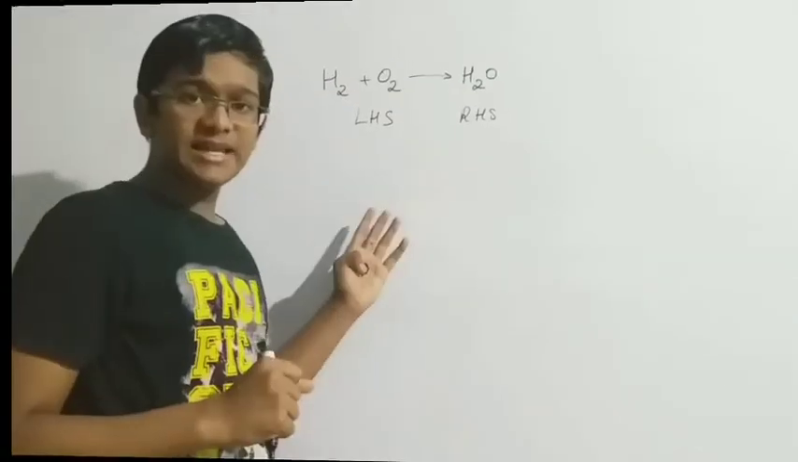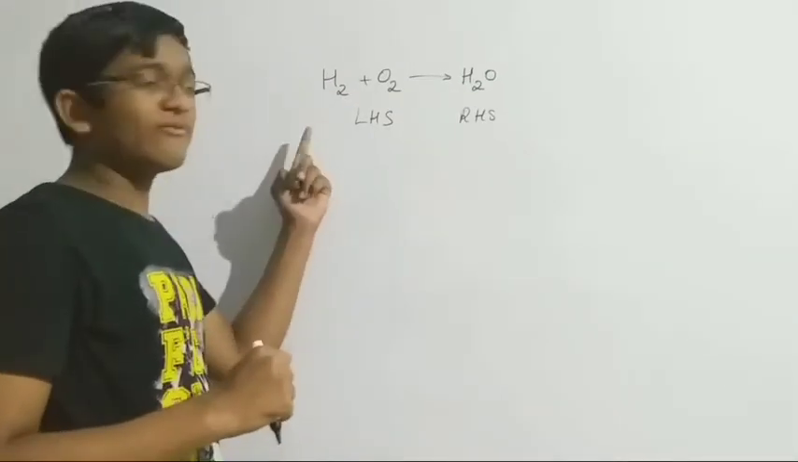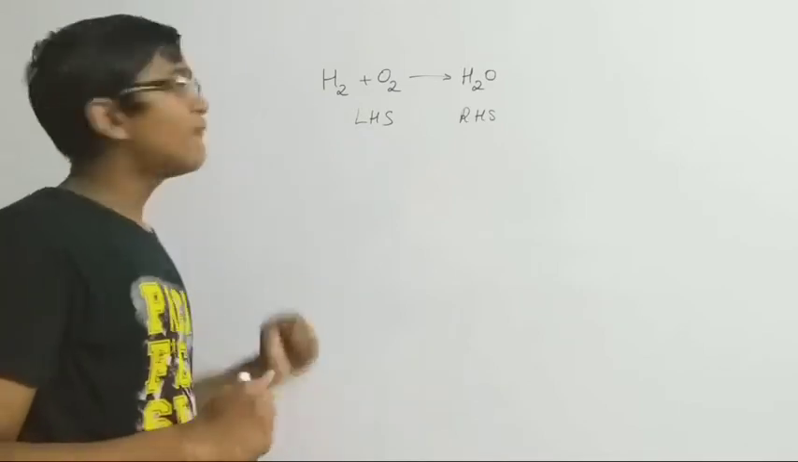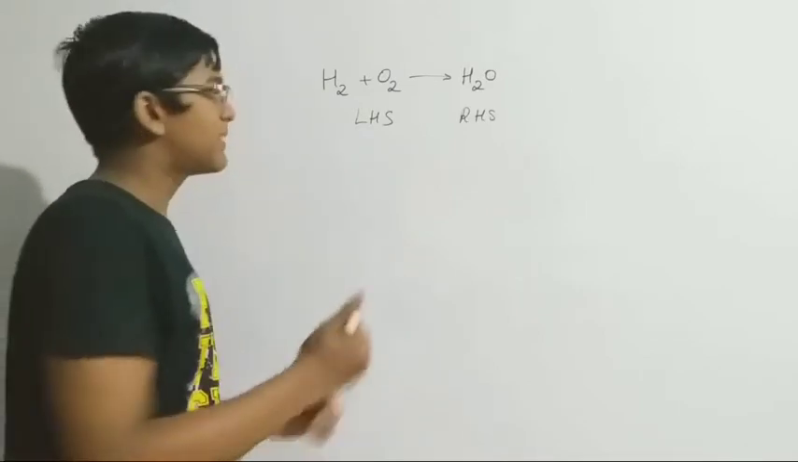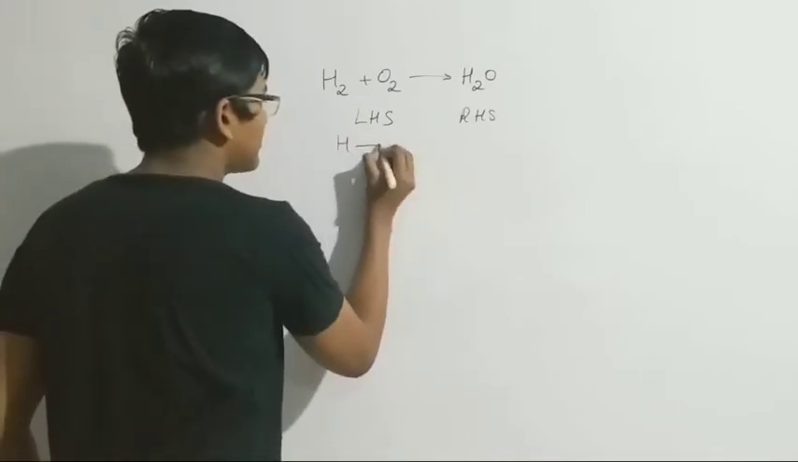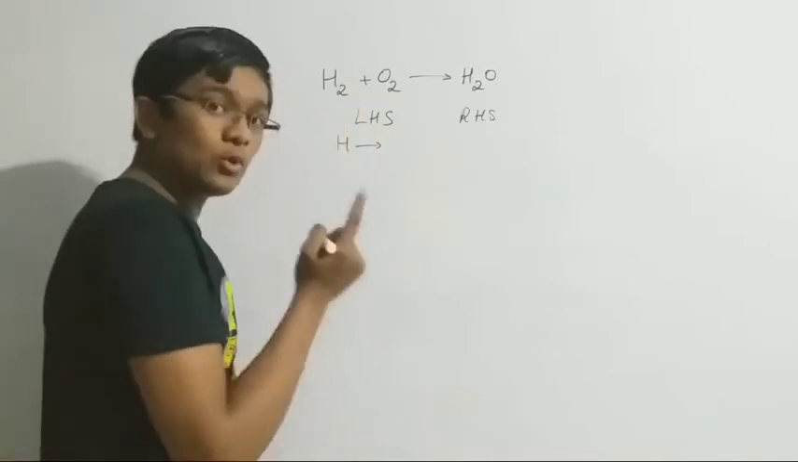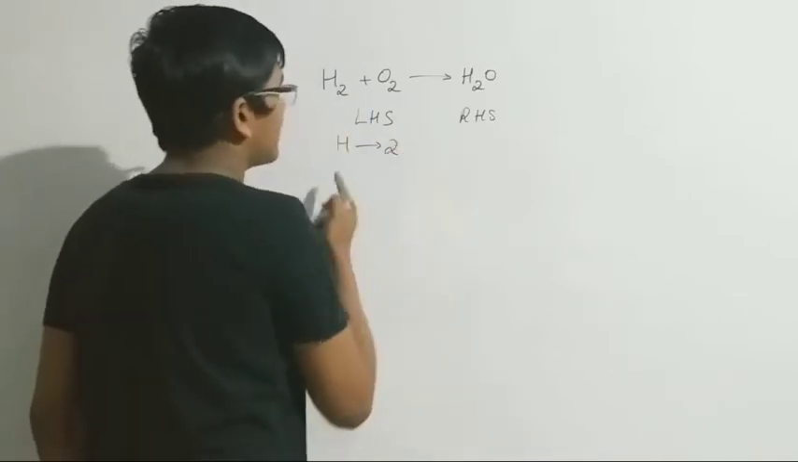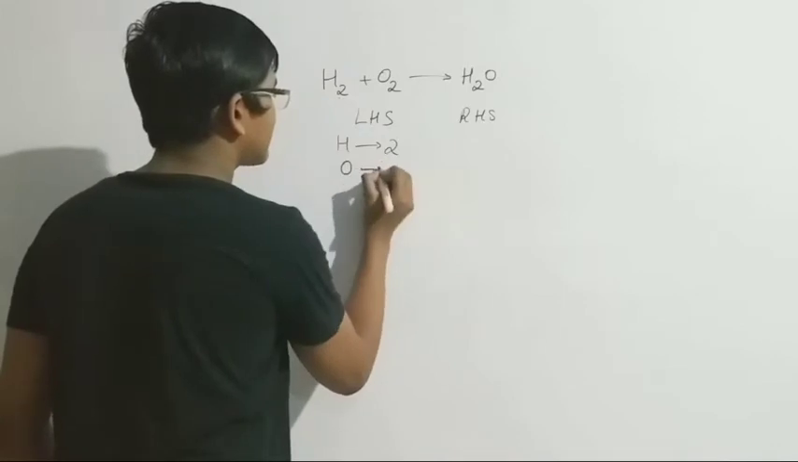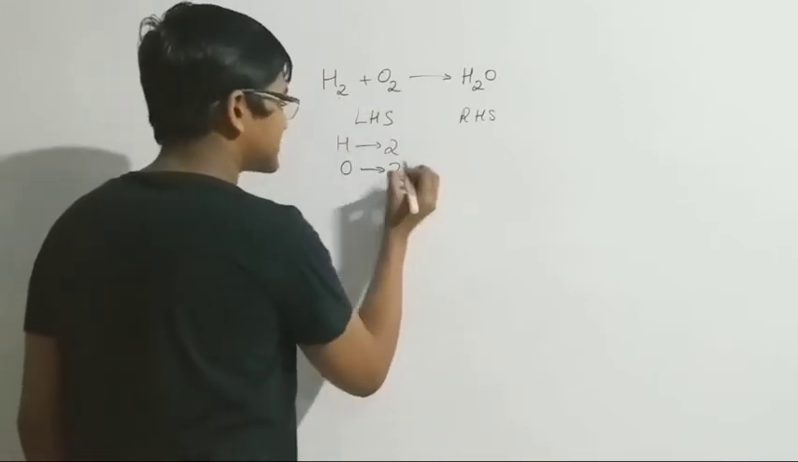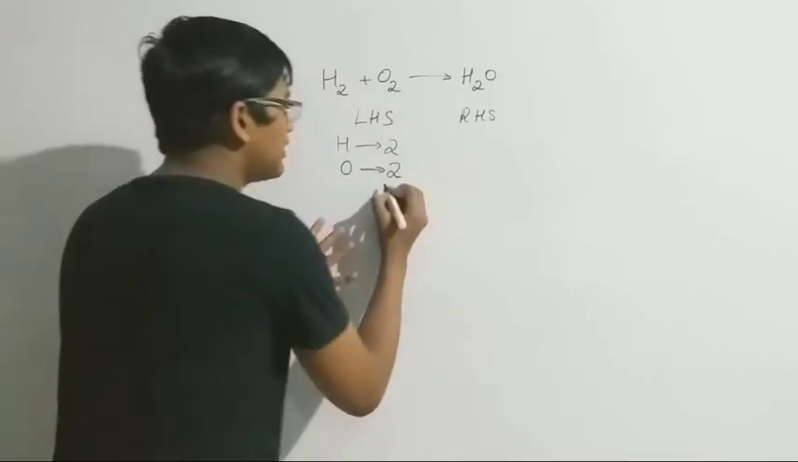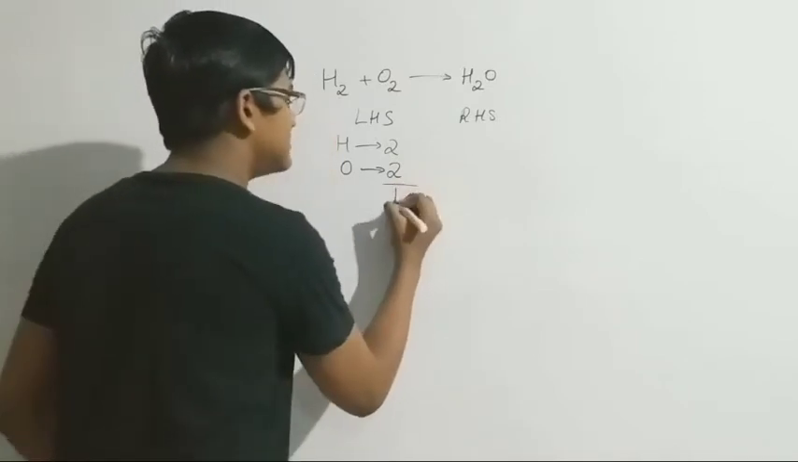Now in the LHS part, let's count the number of atoms present in each element. For example, hydrogen is an element. Now in the hydrogen element, there are two atoms. Now in the oxygen element, there are two atoms. So the total number of atoms in the left hand side is 4.